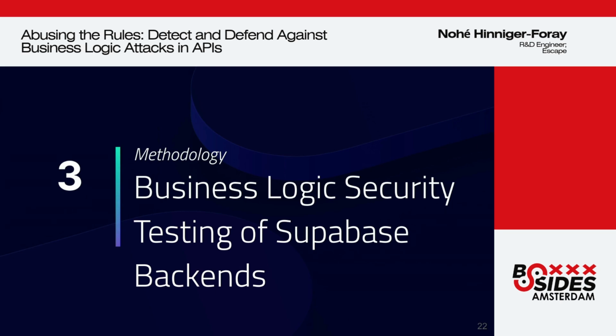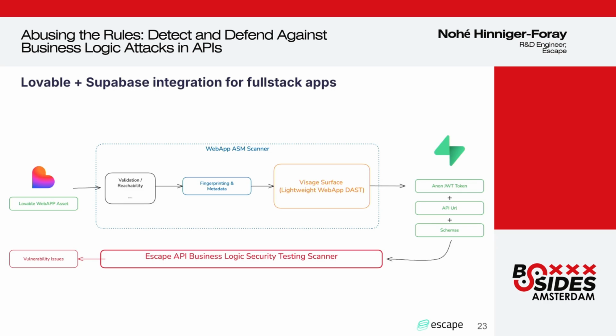Now that we have those targets, how do we assess the business logic security of those backends and APIs? Let me explain a bit how we do that at Escape. So this is the full scheme. We start with the Lovable apps. For a quick recap, we run them through the ASM scanner that I presented, and some other scanners, to find metadata, stuff that could interest us.